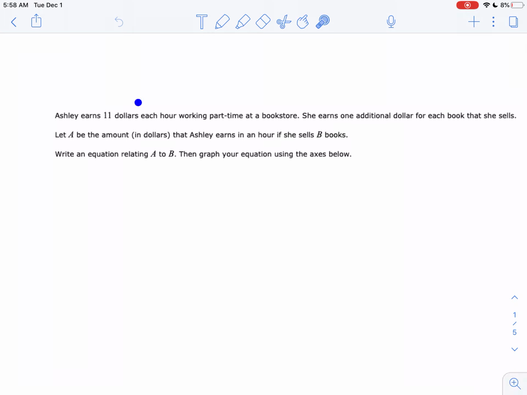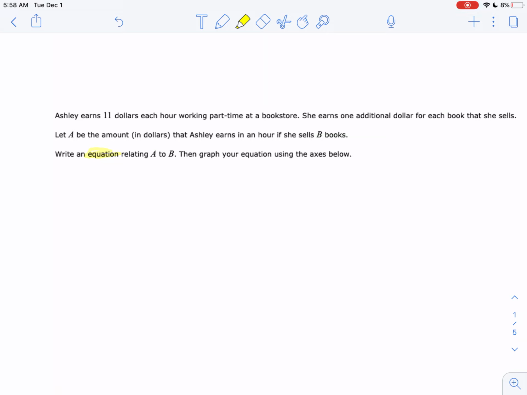Ashley earns $11 each hour working part-time at a bookstore. She earns one additional dollar for each book that she sells. Let A be the amount in dollars that Ashley earns in an hour if she sells B books. Write an equation. That's key to what you did wrong. Write an equation relating A to B, then graph your results on the axis. You did the graph correctly, so I'm not going to review that.